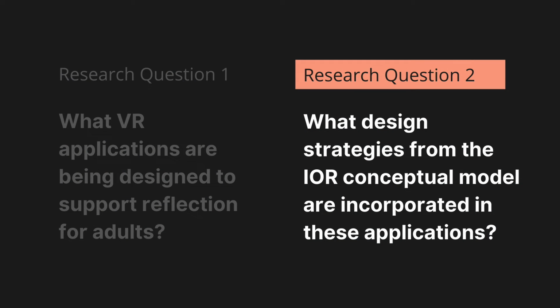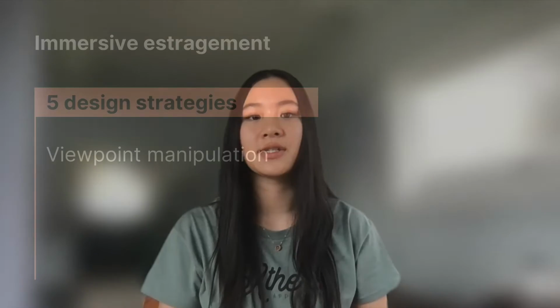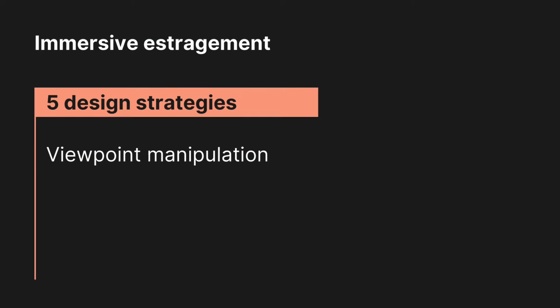Research question 2. What design strategies from the IOR conceptual model are incorporated in these applications? It was found that all reviewed articles encompassed at least one element of the IOR model. So under the state of immersive estrangement, which involves distancing the user from the virtual world, we identified 5 design strategies. These are viewpoint manipulation, which describes the technique of changing a user's point of view or position in virtual space.